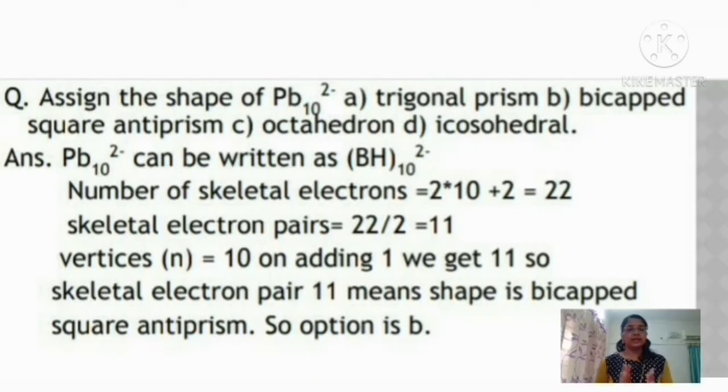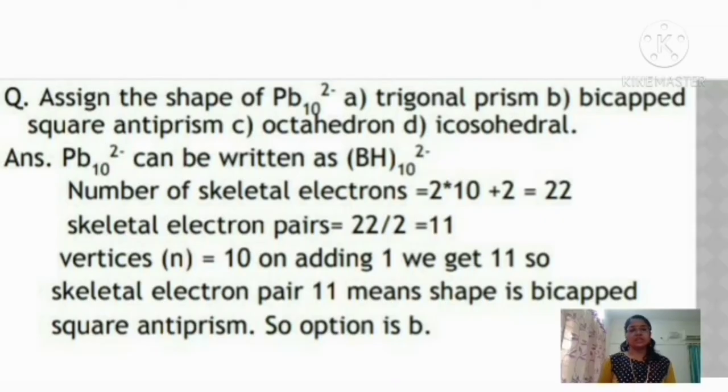Here, Pb is lead, which belongs to the group 14 family. Group 14 means 4 valence electrons, and 4 valence electrons means we have to replace it in terms of boron as BH. So each Pb can be replaced as BH, and Pb10 can be written as (BH)10 2-.